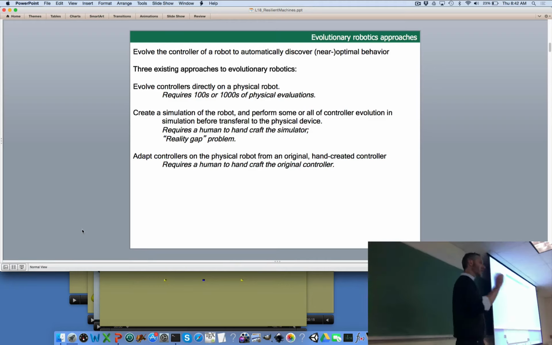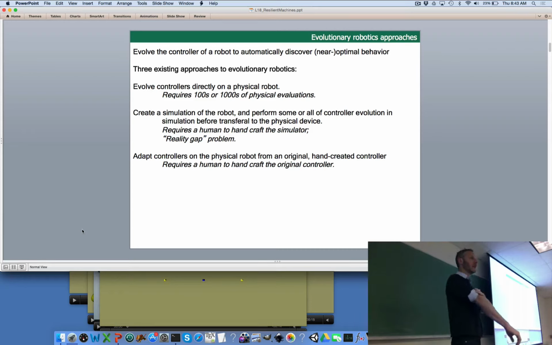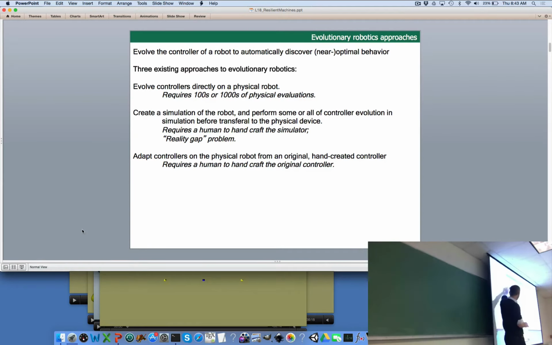But of course, it requires someone to create the simulator itself, which you've been doing over the last 7 weeks or so, and it introduces the reality gap problem. Right? No physics engine is going to be a perfect reflection of reality. Okay. So both of these approaches have major drawbacks.